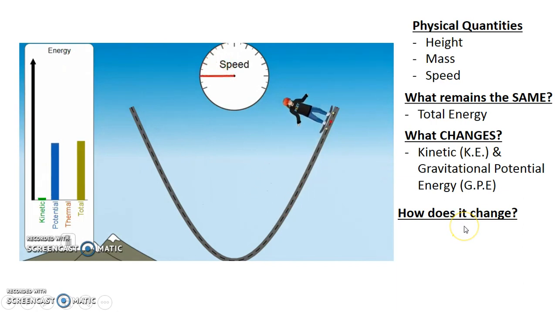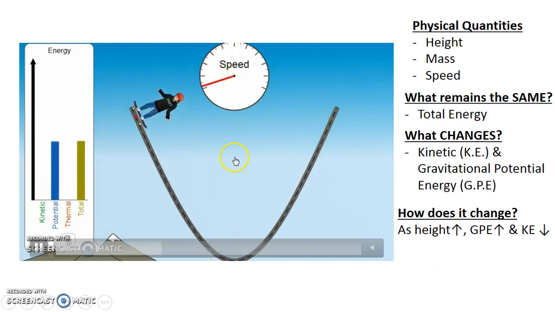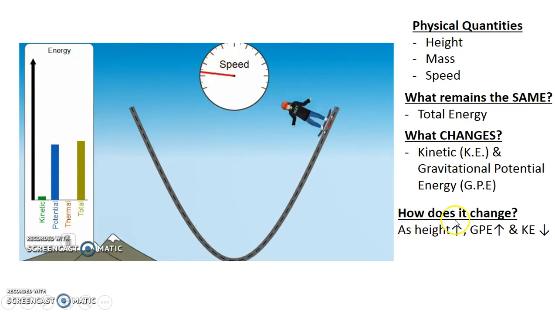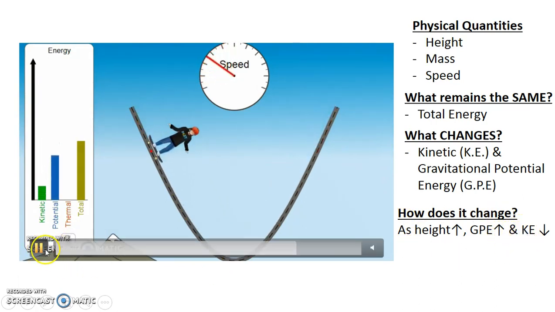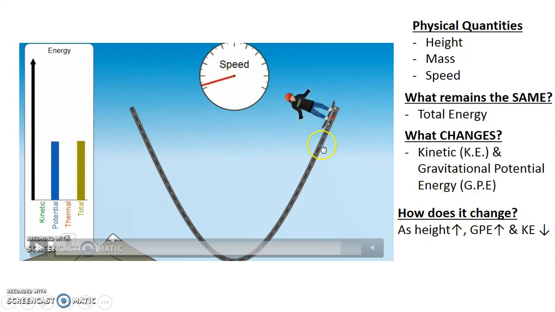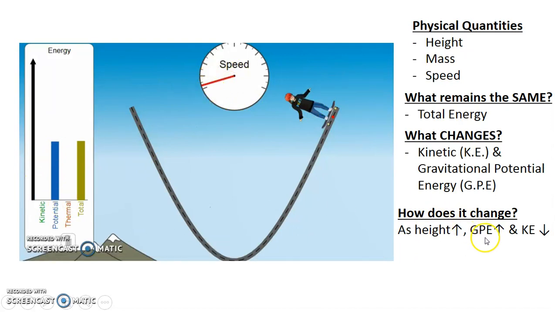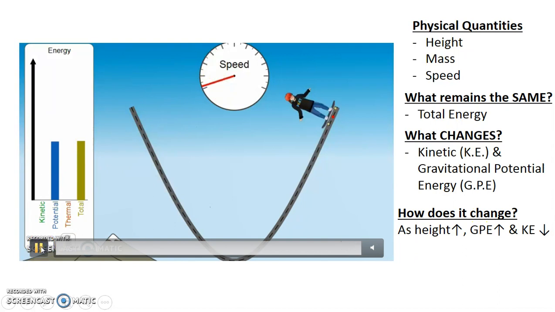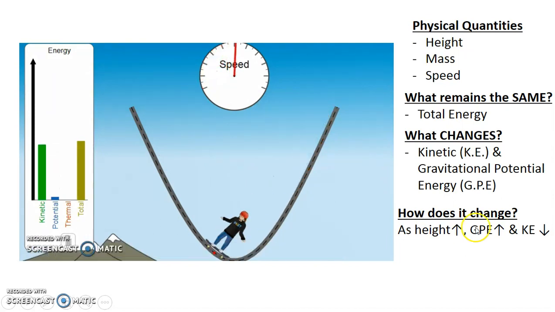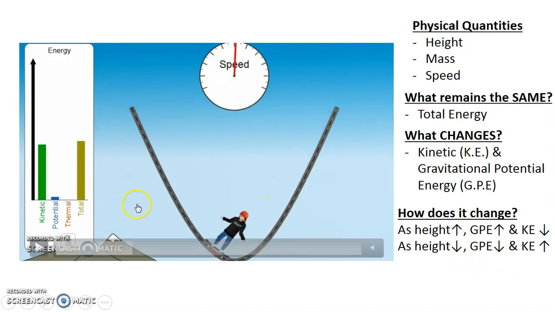So how does it change? As the height increases, the gravitational potential energy increases also, and kinetic energy falls. Let me take a snapshot all the way here. You can see as height increases, all the way at the top, gravitational potential energy is highest, and the speed is the lowest, almost zero. That's why kinetic energy falls. If I continue and hit rock bottom, as the height decreases, gravitational potential energy decreases also, but kinetic energy goes up.